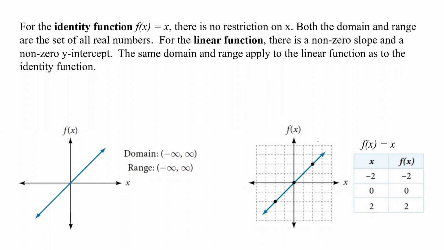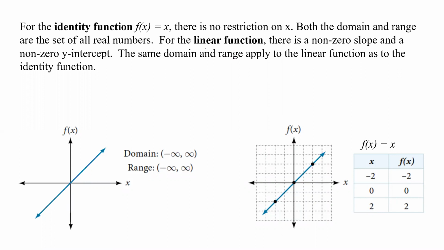Then if we plotted points on f of x equals x, again, if we plugged in negative 2, 0, and 2, we can see where they're going to end up, and then we can draw our line from that. If we put in more points, they're still going to end up on that line.